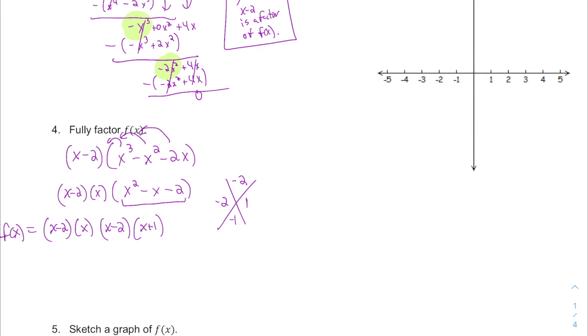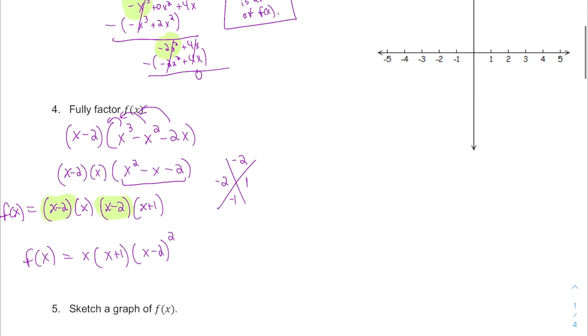We may choose to notice that we have a repetition of x minus 2. So we could write this also as f of x equals x plus 1, x minus 2 squared. So both of these are valid ways of writing it in fully factored form. To sketch our graph of f of x, we need a couple of key pieces of data.